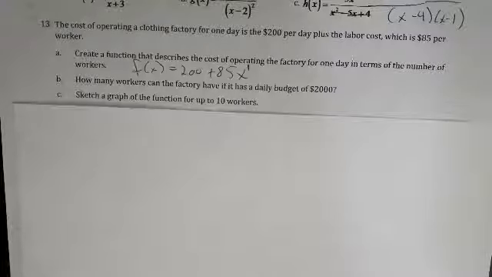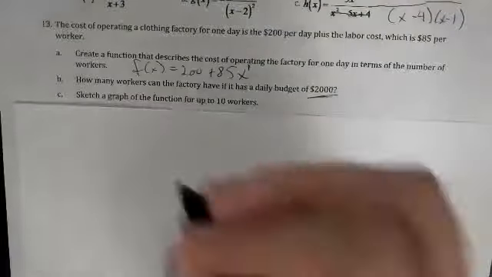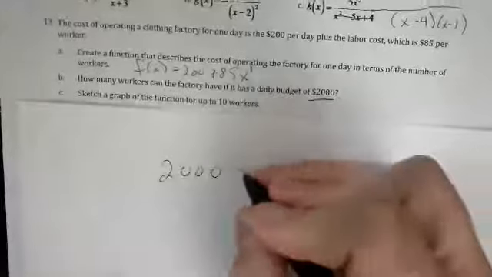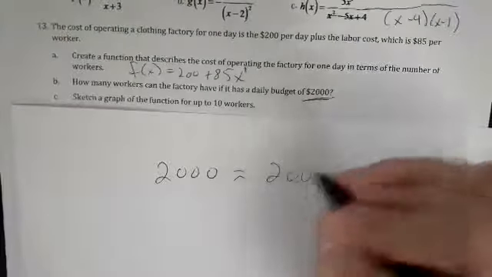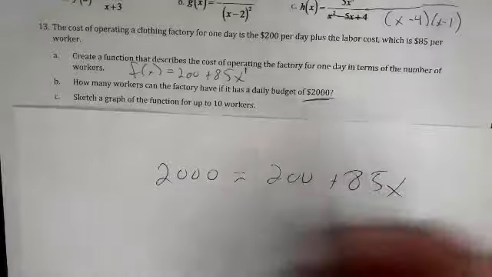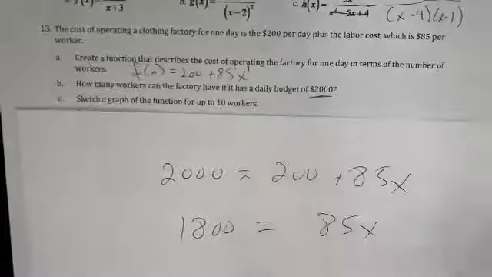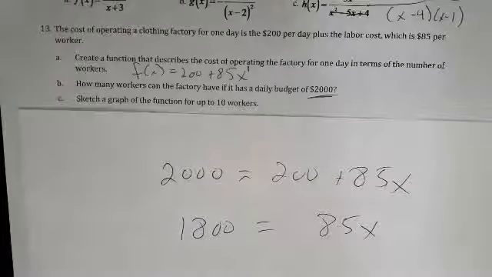It would be 200 plus 85x equals 2,000, right? The important thing to acknowledge is that that is an f of x value. I got to plug that in, my f of x or my y. I'm solving for x, so I subtract 200. And I've got 1,895, and divide by 85.